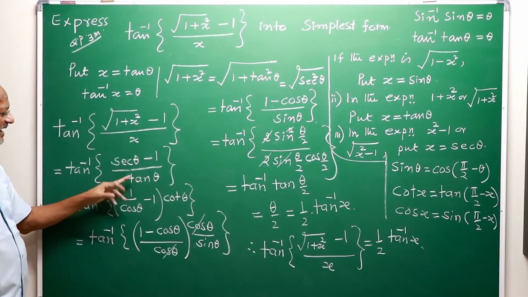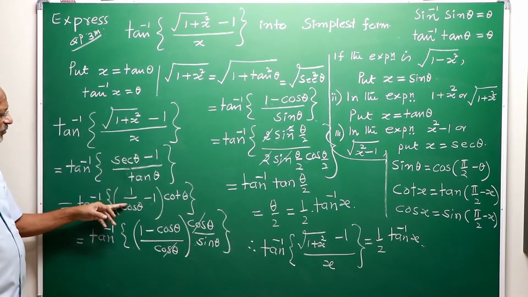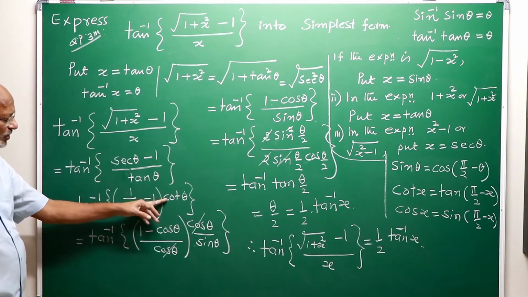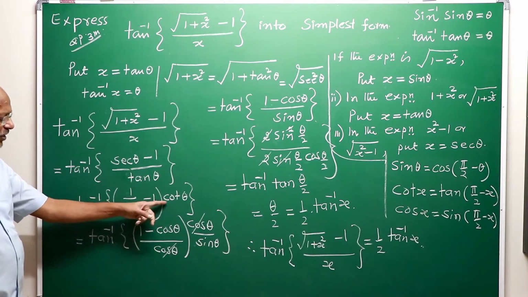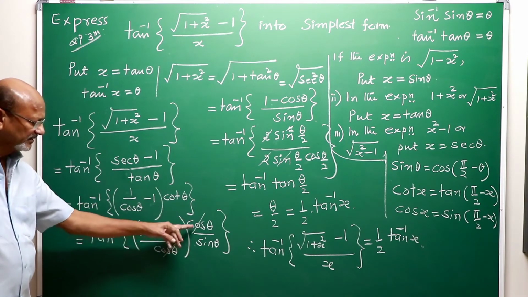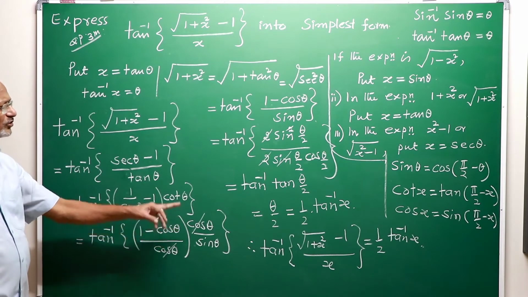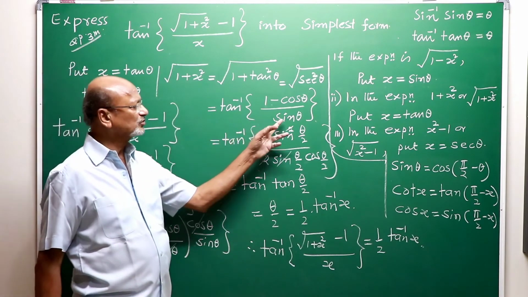What is x? Tan theta. Next it changes. This is what? 1 by cos minus 1. Tan lifts to the numerator as cot. Simplify. 1 minus cos upon cos. Cot can be written as cos by sine. Again cancellation. Once again, 1 minus cos upon sine theta. Tan inverse of 1 minus cos upon sine theta.